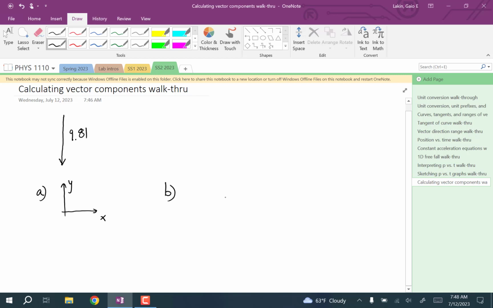The second one, we're going to use a coordinate system that's rotated where this angle is 20 degrees. And third, we're going to use a coordinate system where this angle is, let's make this 30 degrees. Okay, so how do you do this?